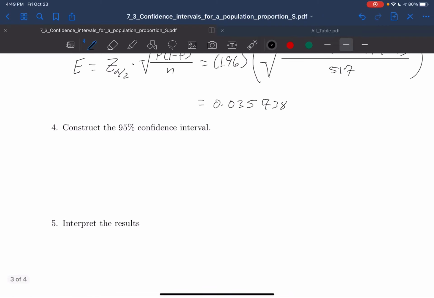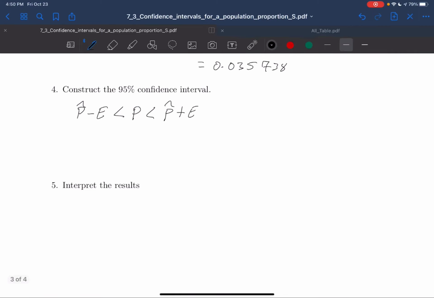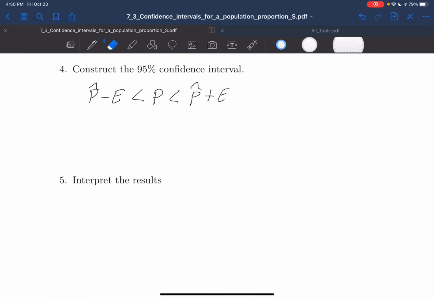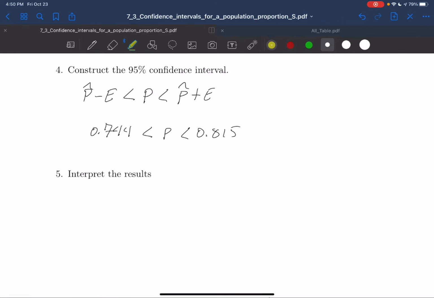Now we're able to construct our confidence interval, and this is just going to be p hat minus E is less than our population proportion p less than p hat plus E. So this is just saying that our population proportion is between these two values. I'm just going to skip the math here and tell you the value you should be getting: 0.744 is less than p is less than 0.815. And this is our 95% confidence interval.